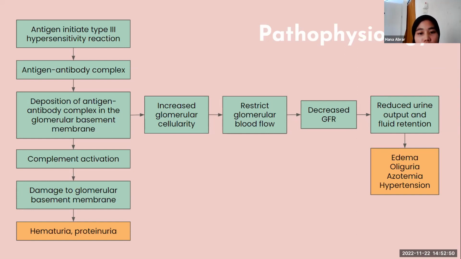This will all damage the podocytes at the glomerular basement membrane and result in hematuria and proteinuria, but proteinuria is relatively mild in AGN. On the other hand, the deposition of immune complexes at the GBM increases the glomerular cellularity. This will restrict blood flow and decrease the GFR, resulting in reduced urine output and fluid retention. So the patient can present with edema, oliguria, azotemia, and hypertension.